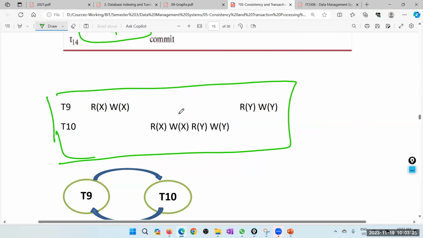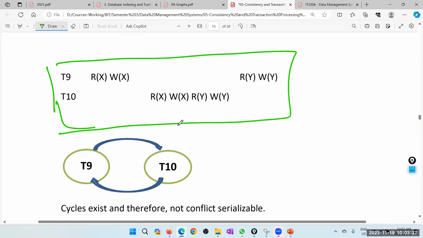Right. So this is how you do it. Easiest way, you have to draw a precedence graph. How to draw a precedence graph? You take the two transactions, in this case T9 and T10. If you have three transactions, you draw the third one also. Then see where the possible conflicts are.